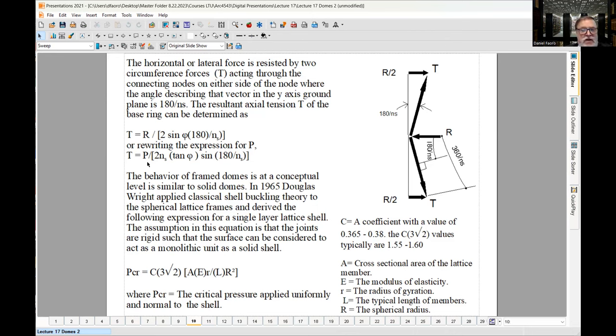A is the cross-sectional area of the member. E is the modulus of elasticity. How strong is it? What's it made of? R is the radius of gyration of the member based on cross-section. L is the length of the member. How long is it? R is the spherical radius that generates the shape. C is a coefficient. For most of the dome profiles and shapes, the theory basically says you can find values somewhere between 1.55 to 1.6 as being valid.